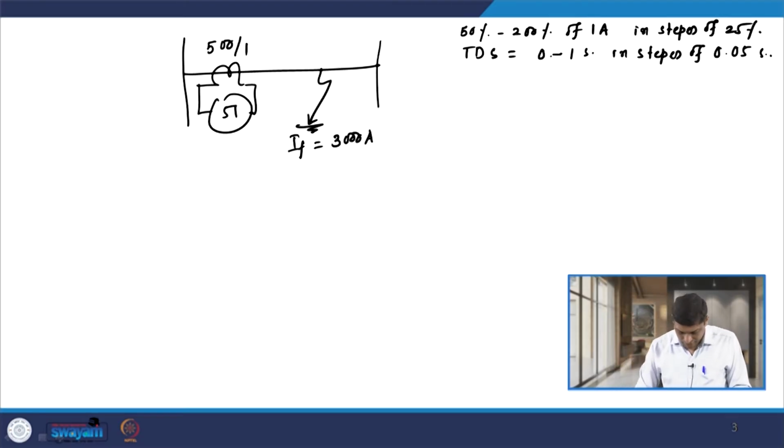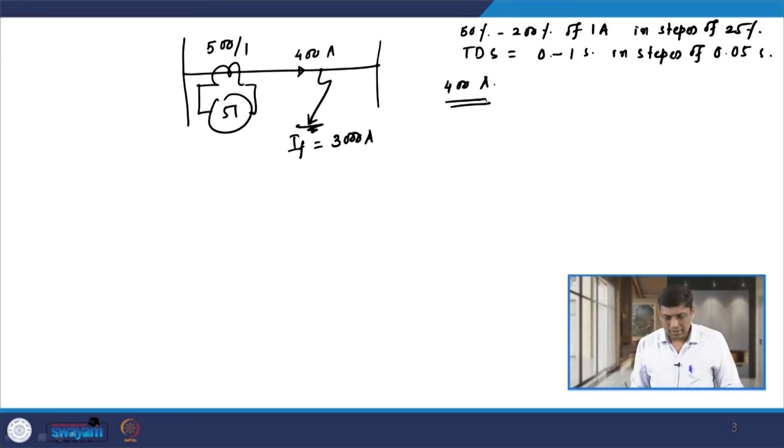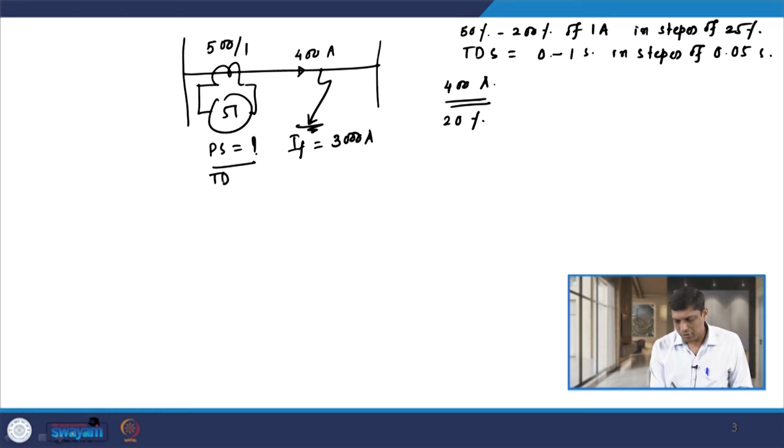Then it is also given that the full load current, that means this relay 51 is desired to operate at 400 ampere, that is on the primary side. So, 400 ampere we need to consider. It is also mentioned that the relay is capable of taking care of 20% overload. So, the plug setting of this relay is not given. We need to find out the plug setting, as well as the time dial setting of the relay.